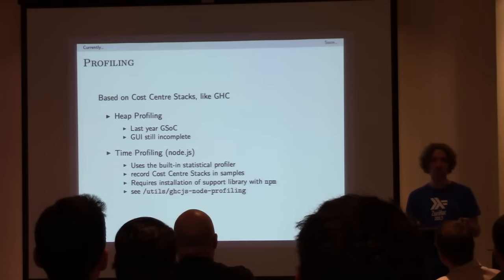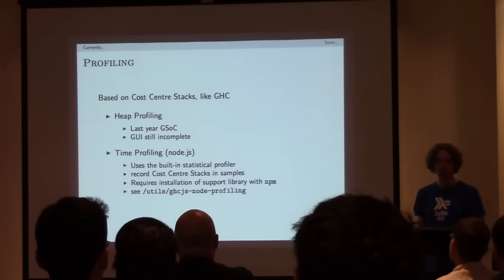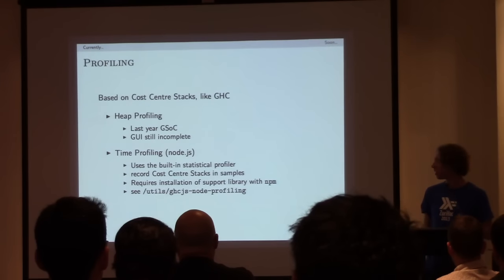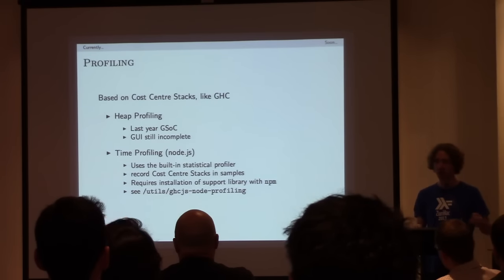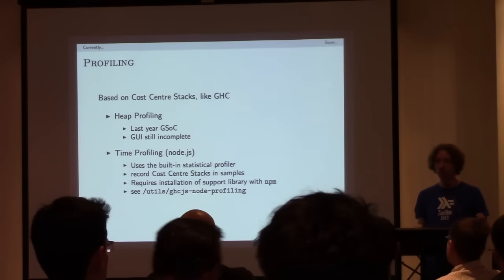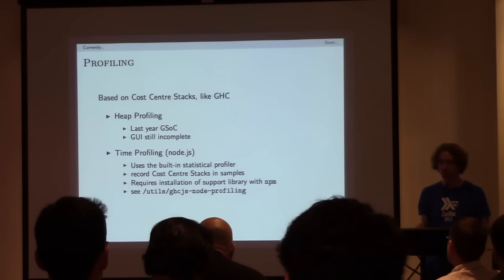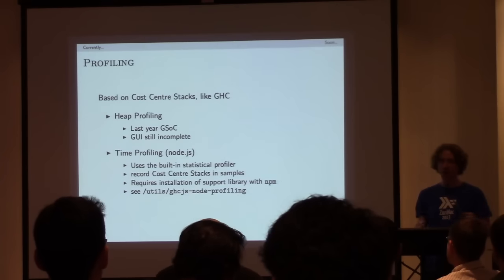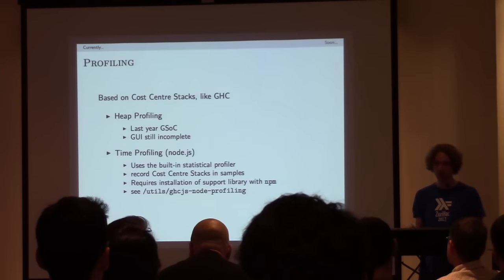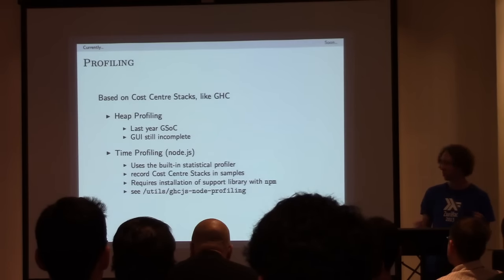Last year's GSOC project, one of the GSOC projects, added memory profiling to GHCJS. Just like with GHC, it's based on cost center stacks. So the heap profiling keeps track of how many objects have been allocated for each cost center stack and how much memory is used by all of them. And it works in the same way as with GHC. You have to install a separate profiling version of each package. So in that respect, it's very similar.